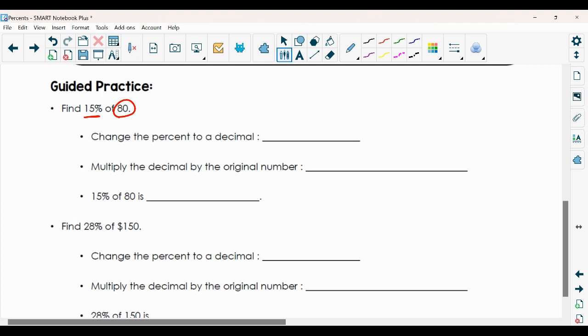You have two different options, okay? We can do the percent box or we can follow our steps, okay? If we follow our steps and we change the percent to a decimal, what is 15% as a decimal? 0.15. We're going to take that 0.15 and multiply it by the original number, which is 80. So 0.15 times 80 gives me what? 12. So I would need to leave a $12 tip. So you can do it that way, or we can put it in our percent box.